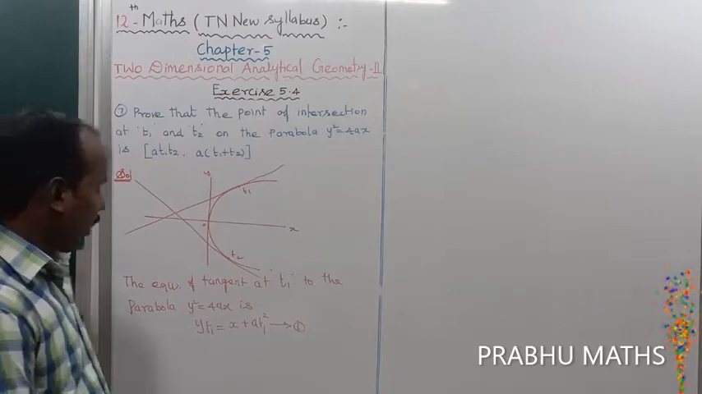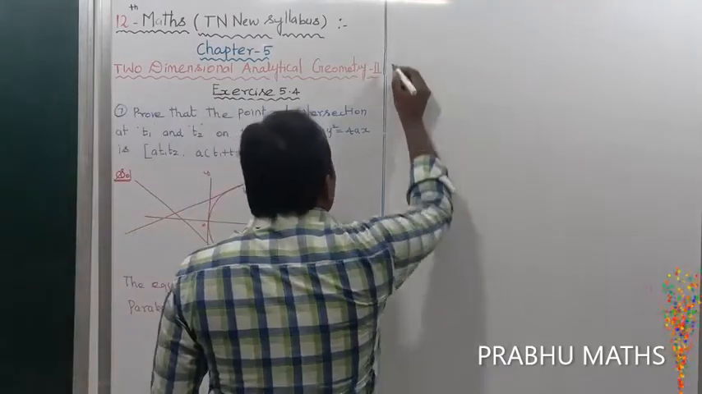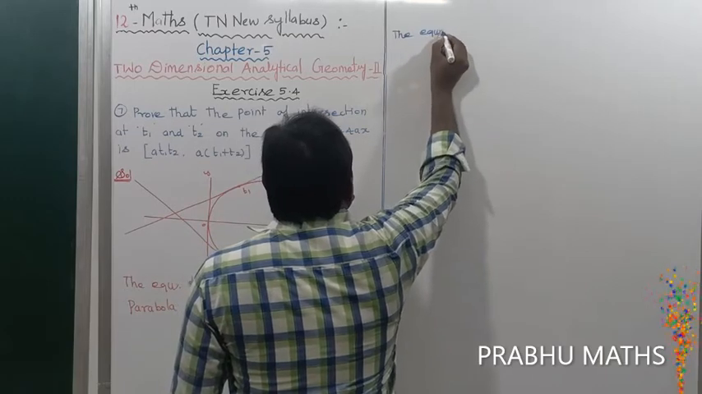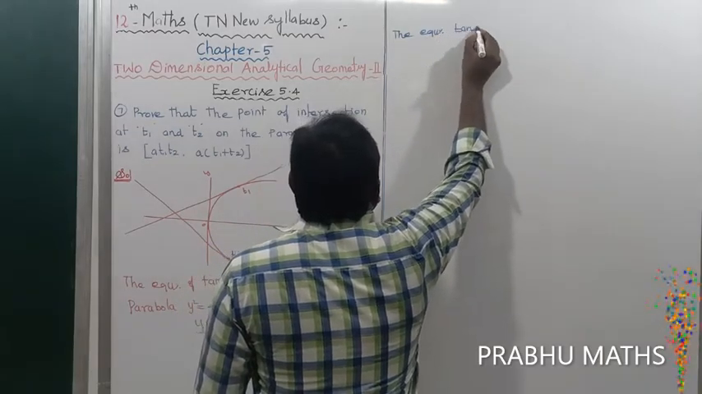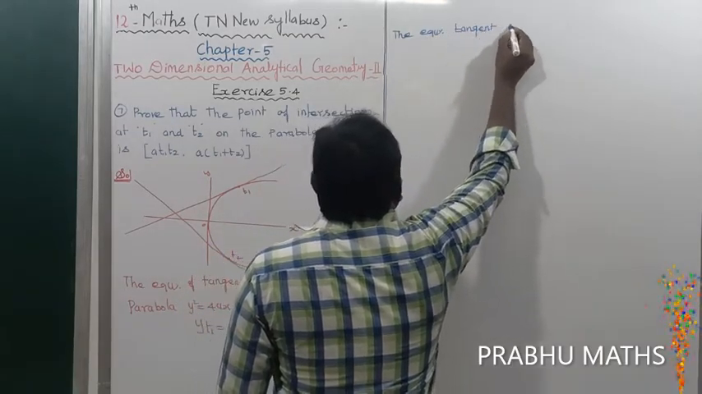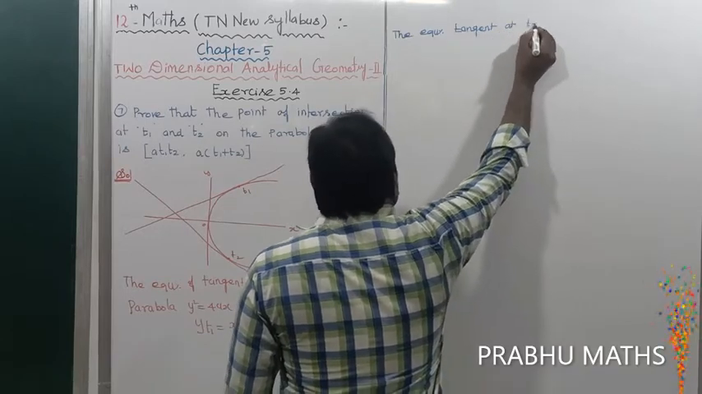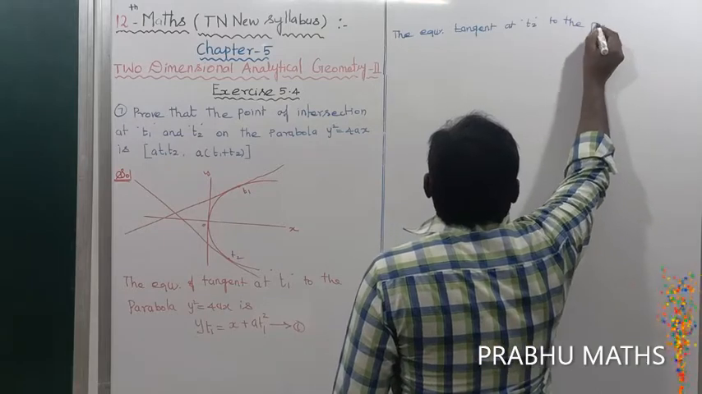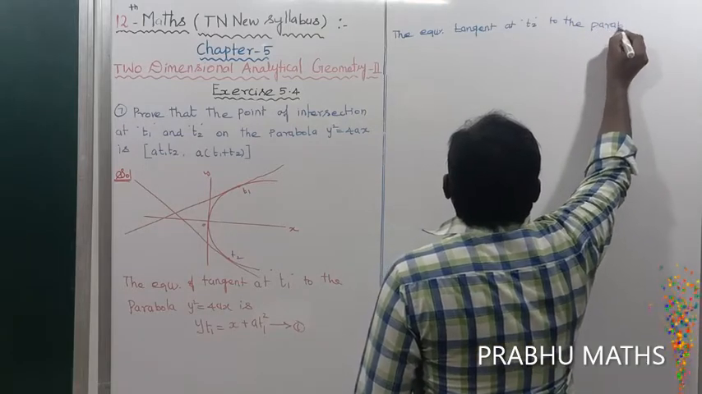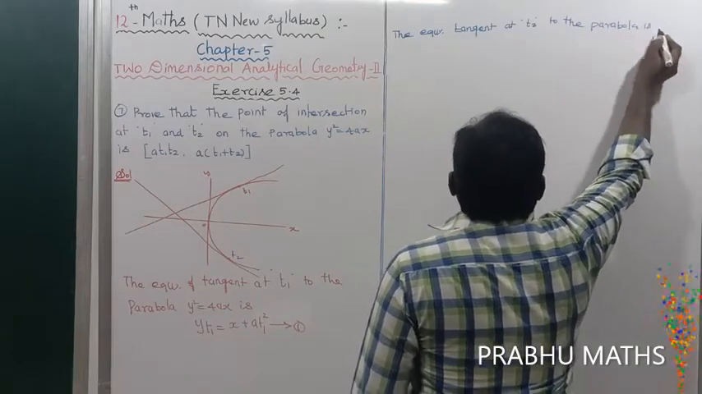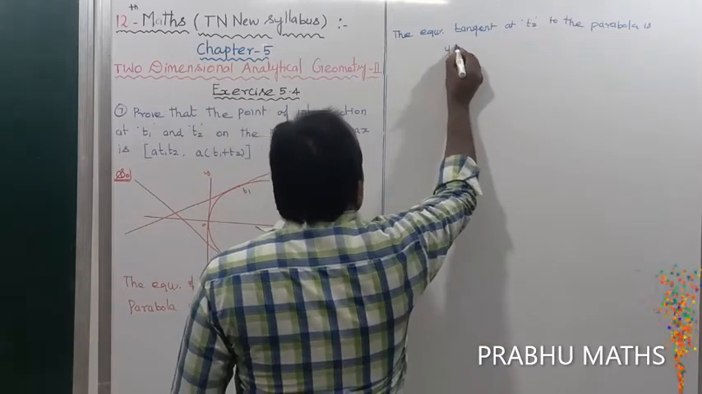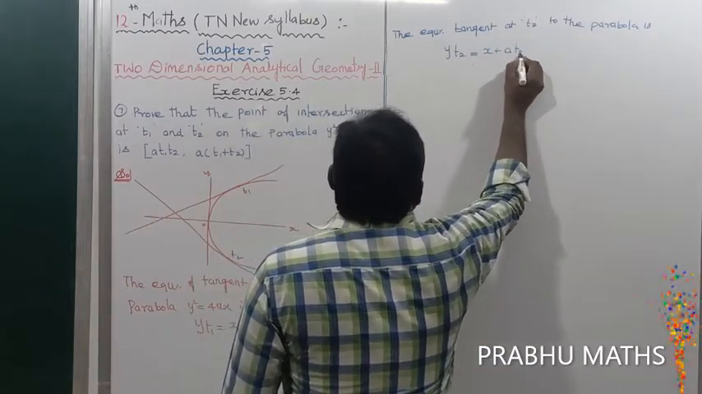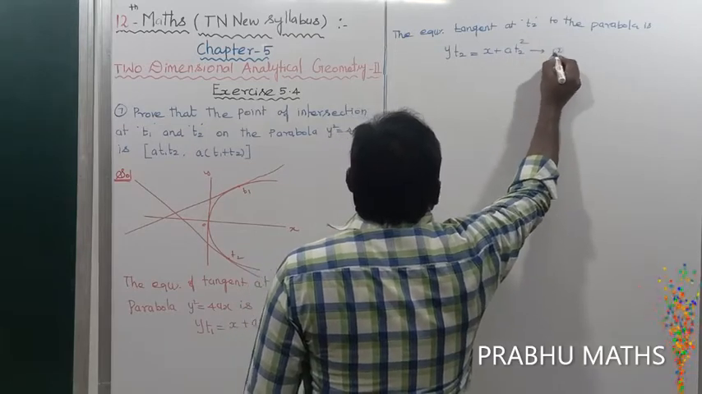Now going to the second equation, the equation of the tangent at t2 to the parabola is y t2 = x + a t2². That is equation number 2.